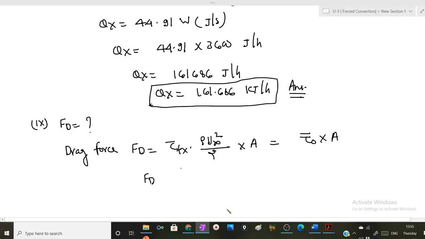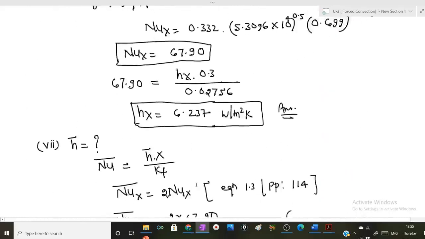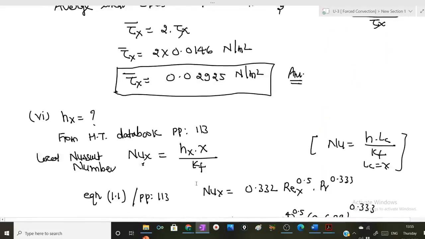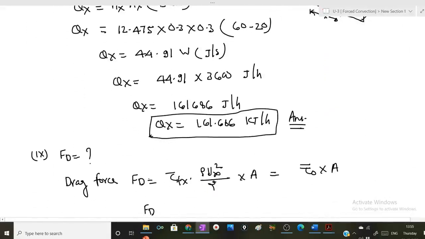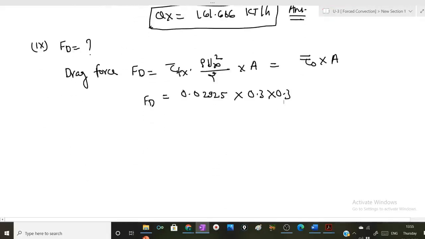And average shear stress value, so I have to get back. The value of average shear stress is 0.02925 and area is 0.3 into 0.3. So drag force will come out 0.0137, and unit of drag force will be Newton.